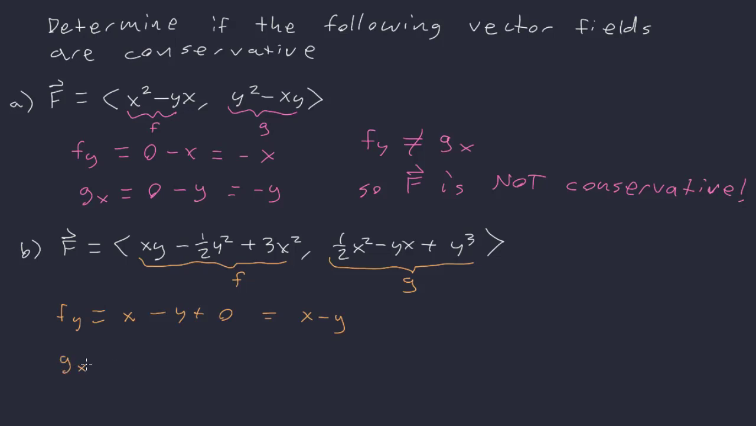Okay. Then g sub x, well, taking the x derivative of g, we'll get x. The derivative of minus yx with respect to x will be minus y. And then we will get plus y cubed, so 0, since we're taking the derivative with respect to x, so we get x minus y. And in this case, these are equal. Okay, so f sub y equals g sub x, so this F is conservative.